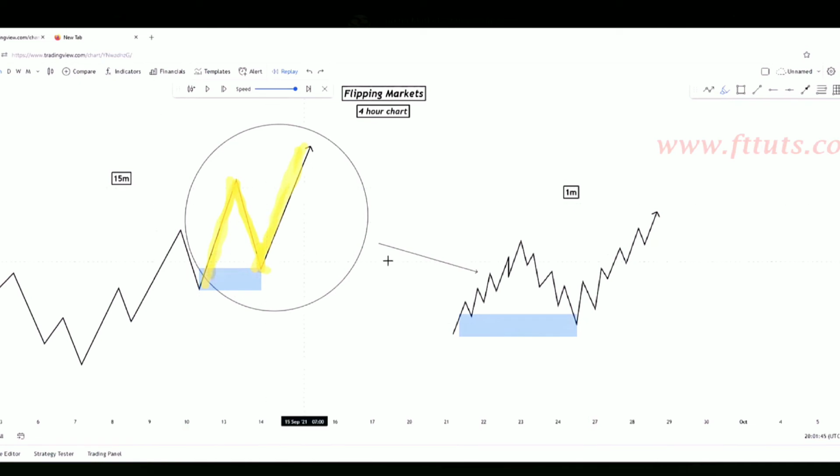And as soon as price taps this 50-minute demand zone, here and here, so this zone is the 50-minute zone I drew on the 1 minute. As soon as price taps this zone, we can expect some reversal, a change of character to the upside, and the continuation of the original order flow, which is bullish. So this is what we call the expectational order flow.